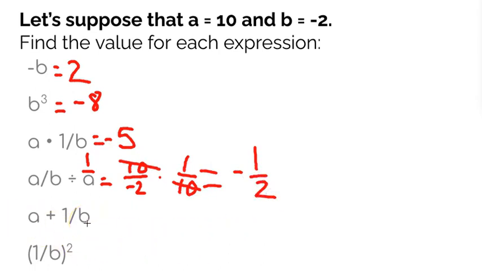What about a plus 1 over b? Yeah, so this is 10 plus negative 1/2, so we have to take a negative 1/2 off of 10, which gives us the whole 9 and 1/2. And what about 1 over b squared? So before we square it, we've got negative 1/2 squared, right? It's 1/4, isn't it? Because 1 squared, 1 times 1 is 1. Negative 2 times negative 2 is still 4.